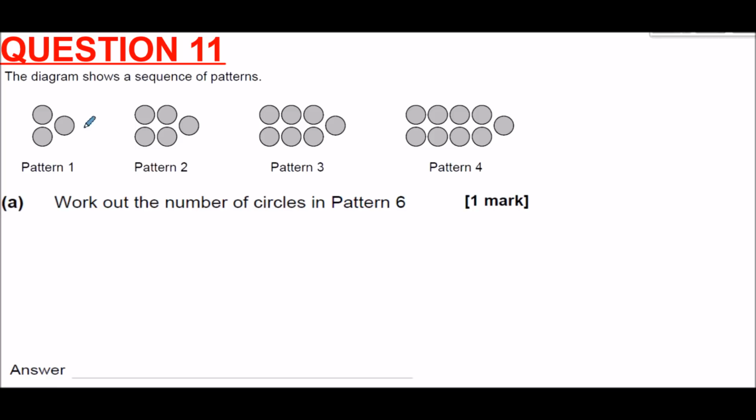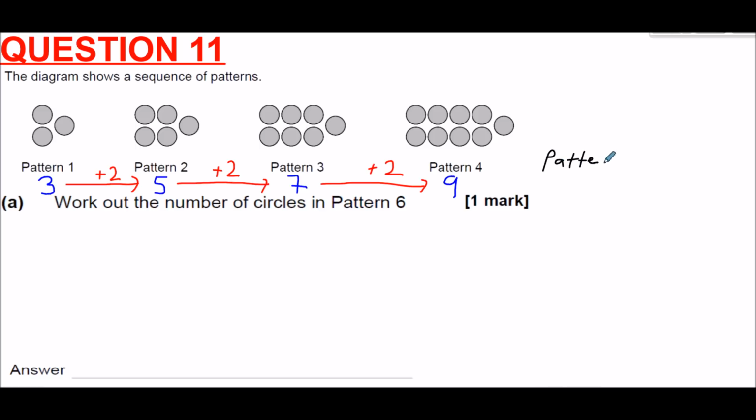So pattern number 1, we've got 3 circles. Pattern number 2 is 5 circles. Pattern number 3, 7. Pattern number 4, we've got 9. So hopefully we can see that the number of circles in each pattern is going up in 2s. 3 plus 2 is 5. 5 plus 2 is 7. 7 plus 2 is 9. And so this pattern will continue going on and on.